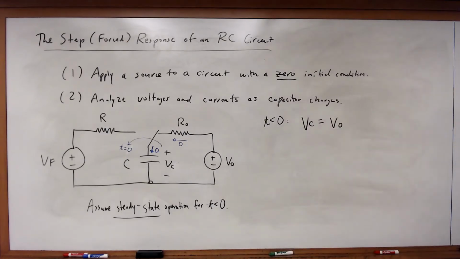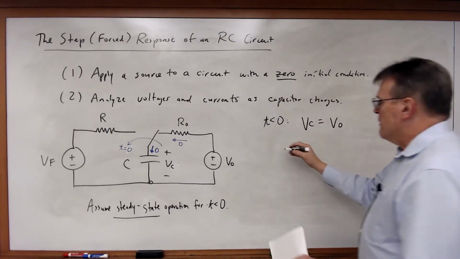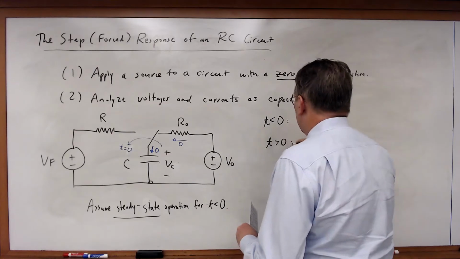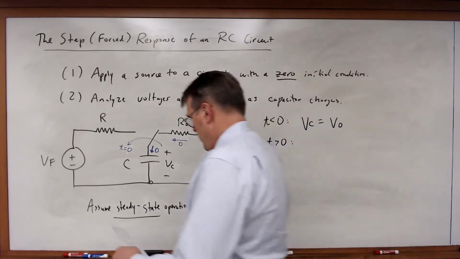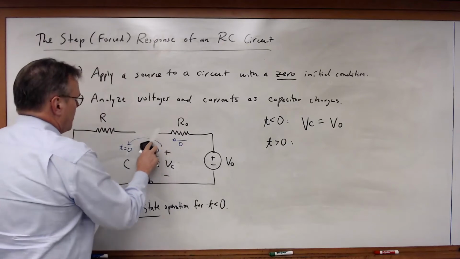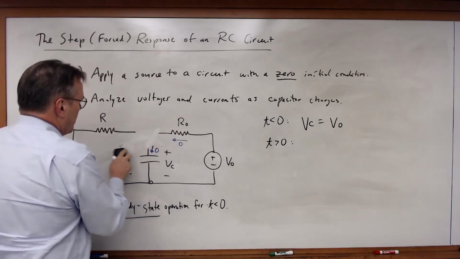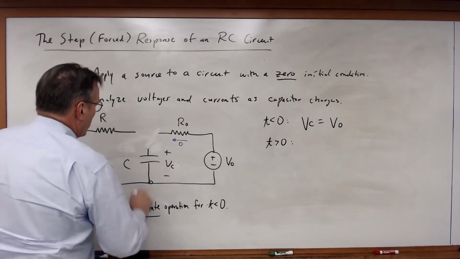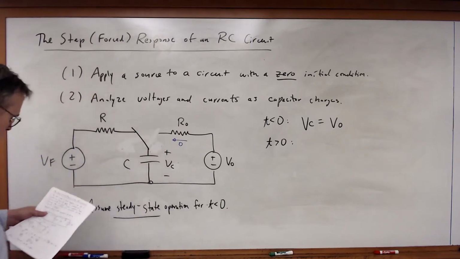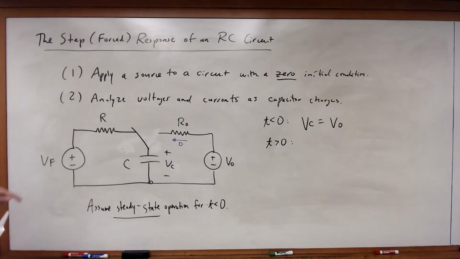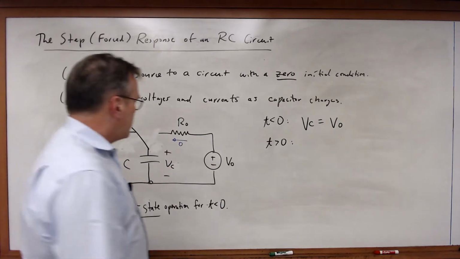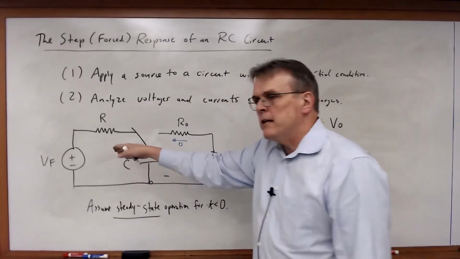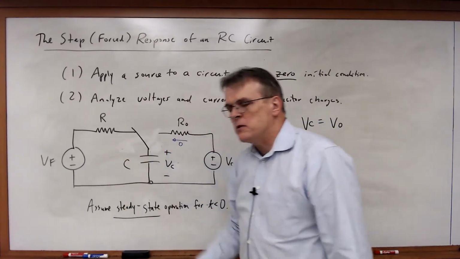All right. For t greater than 0, the switch is going to flip to this position. And once we're in this position, we now have a single loop circuit. This resistor and this source are disconnected. And then let's write a differential equation to see what happens in this circuit.